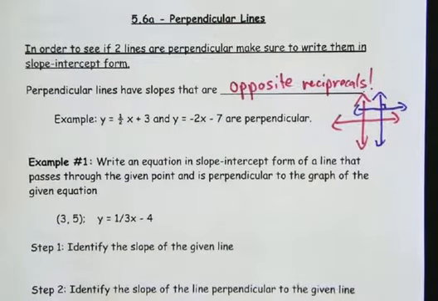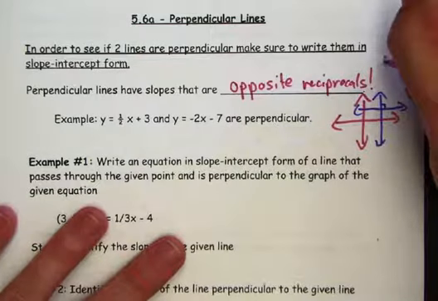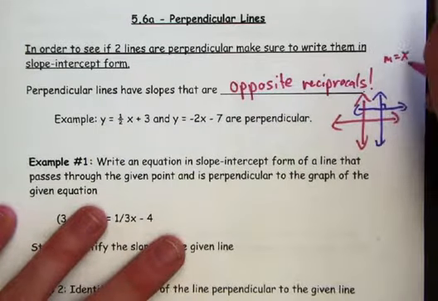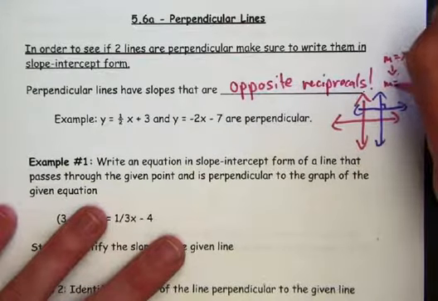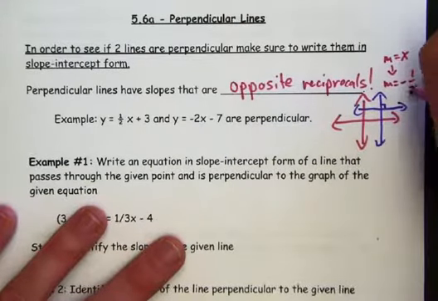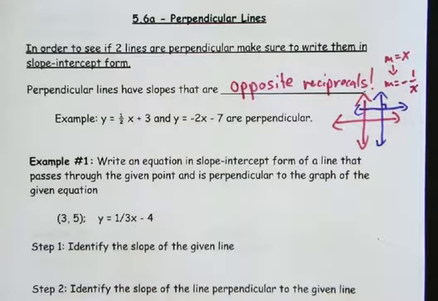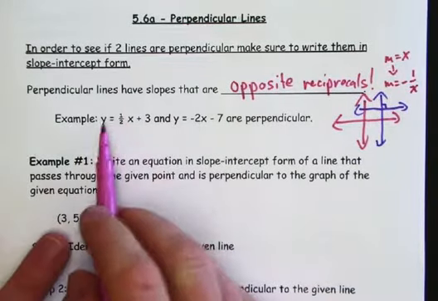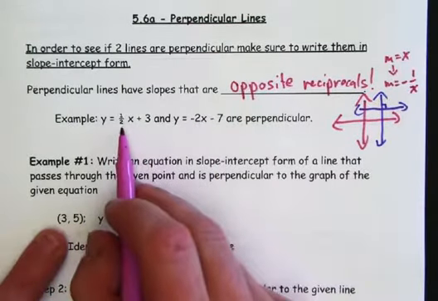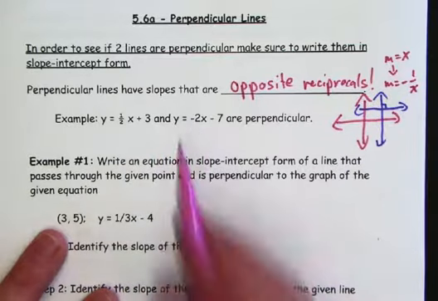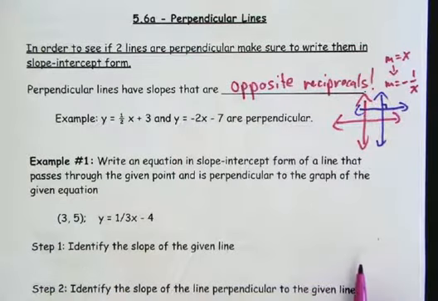Opposite reciprocals, okay? So what does that mean? That means if m equals x, then a perpendicular line is going to be m equals negative 1 over x. Reciprocal is 1 over x, and it's the negative of that. For example, here we have y equals 1/2 x plus 3. Here we have y equals negative 2x. The reciprocal of 1/2 is negative 2, so these are perpendicular. Okay?